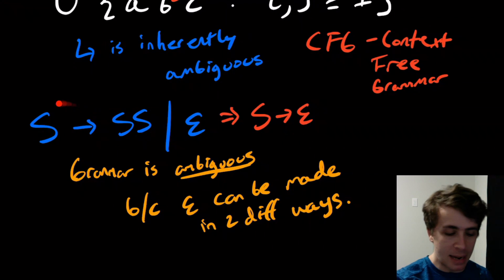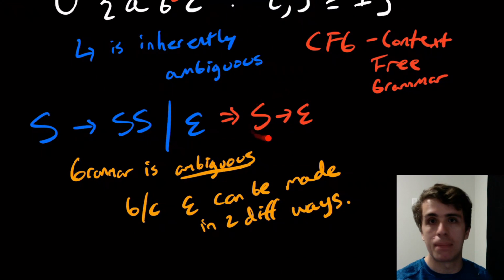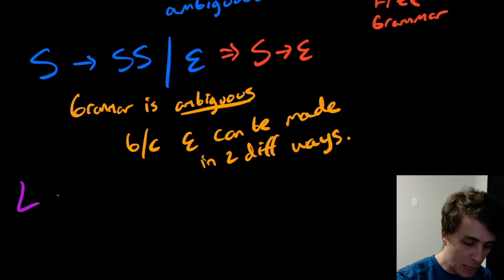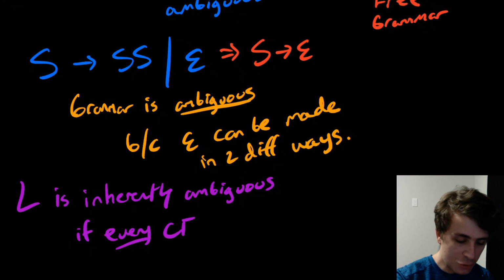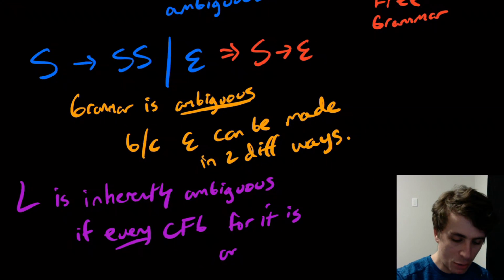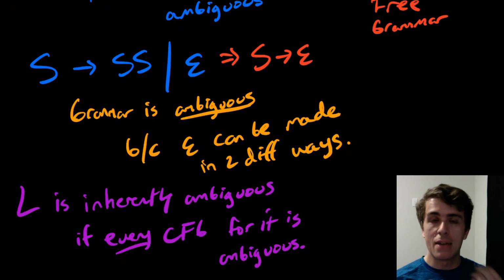So just because there is an ambiguous grammar for a particular language, that doesn't mean that there is no other grammar that is unambiguous. This grammar is unambiguous because every string that it makes can be made in only one way. So we say a language L is inherently ambiguous if every CFG for it is ambiguous. That's actually a much harder problem, because if I want to show a language is inherently ambiguous, I need to convince you that every single possible grammar that you can make, there are infinitely many, is ambiguous.